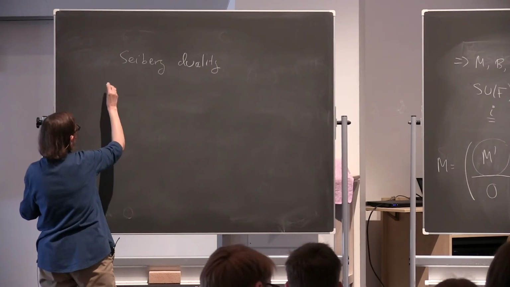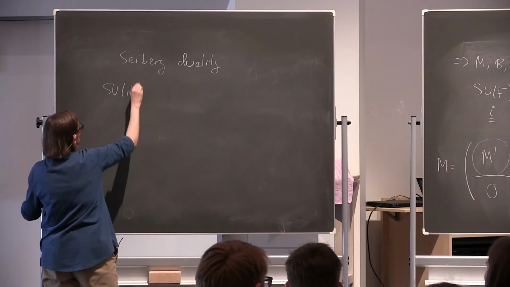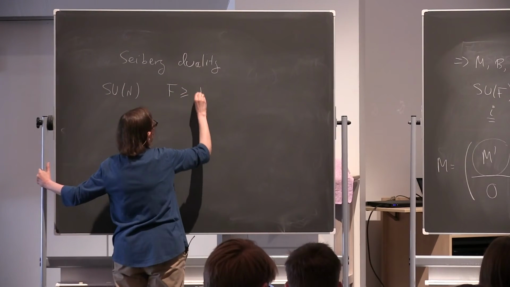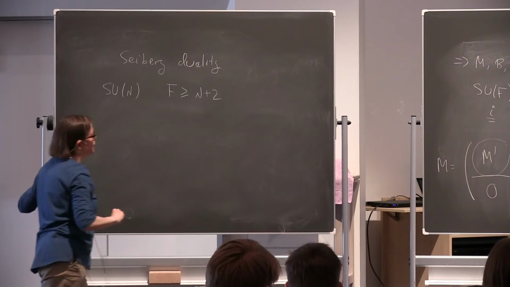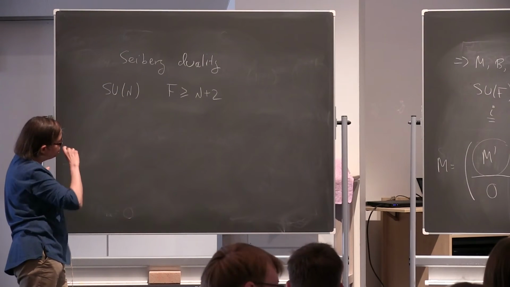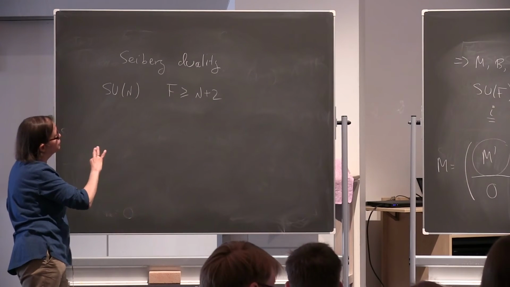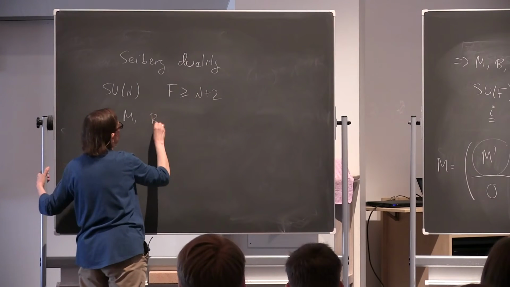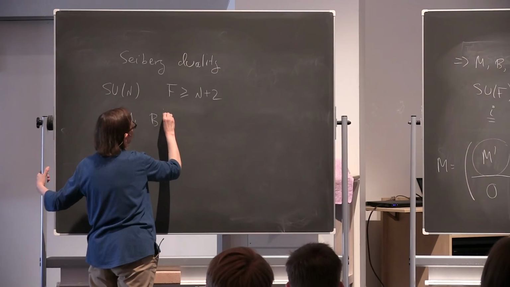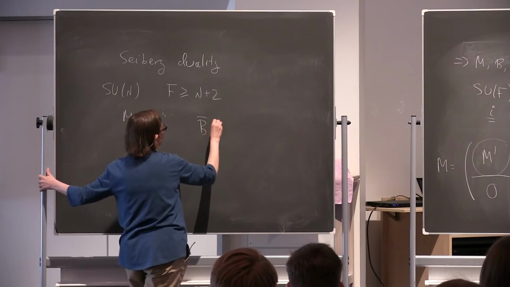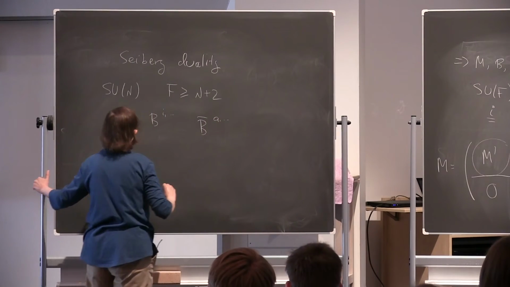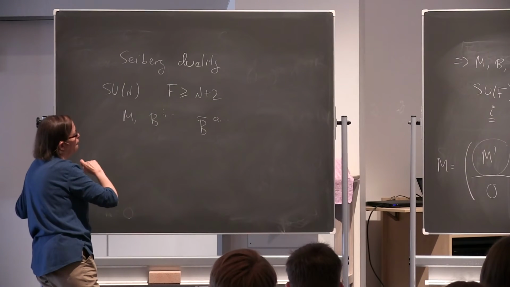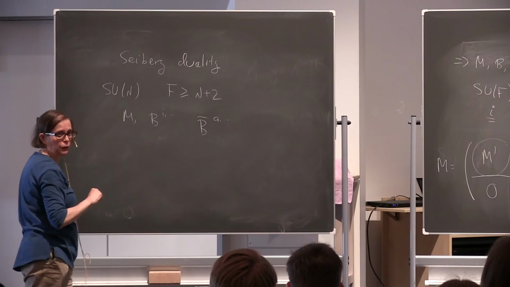And the story here is that you basically look again at SU(N) with now F flavors that are bigger than or equal to N plus 2. And a lot of it is very similar. I mean, still we can write down the mesons, we can write down the baryons, only they carry more indices now. There are more baryons of each type. There's a bunch of classical constraints that you write down. And then the question is, what is the moduli space of the quantum theory?